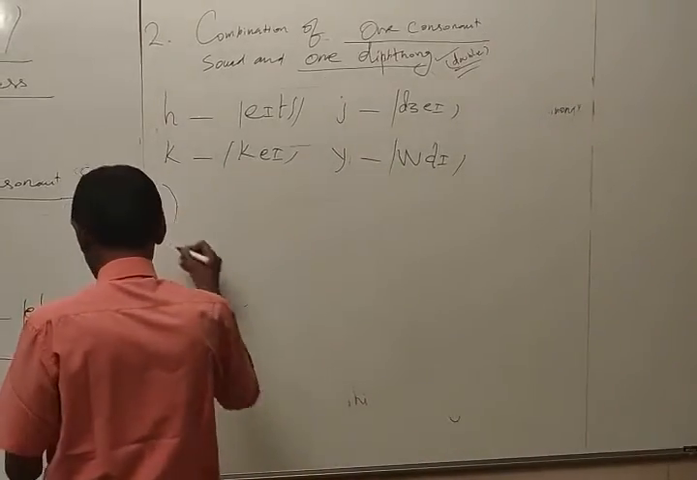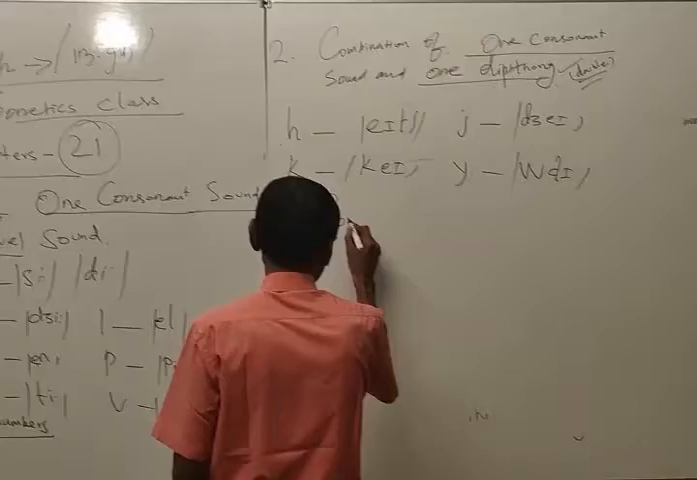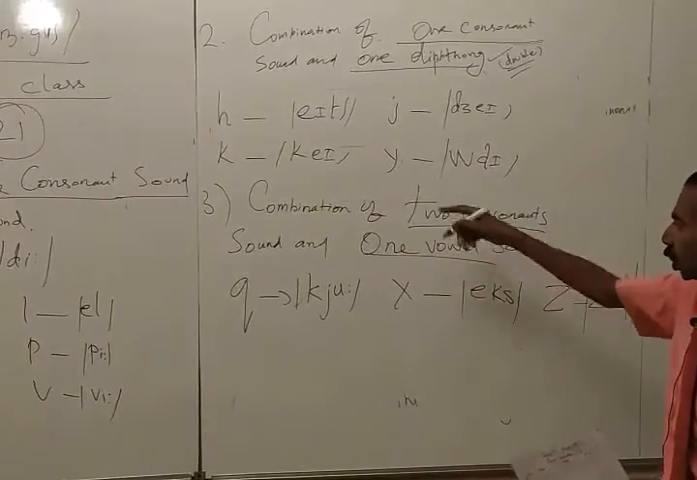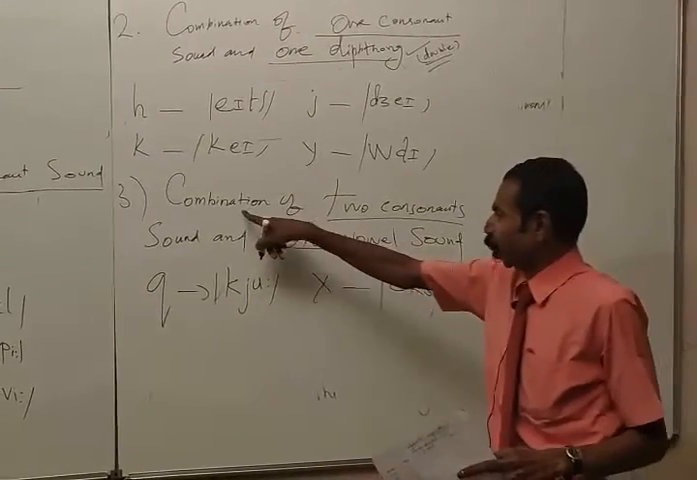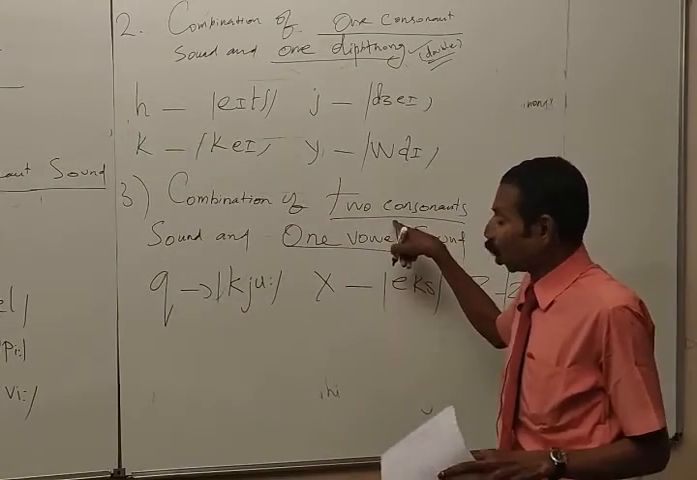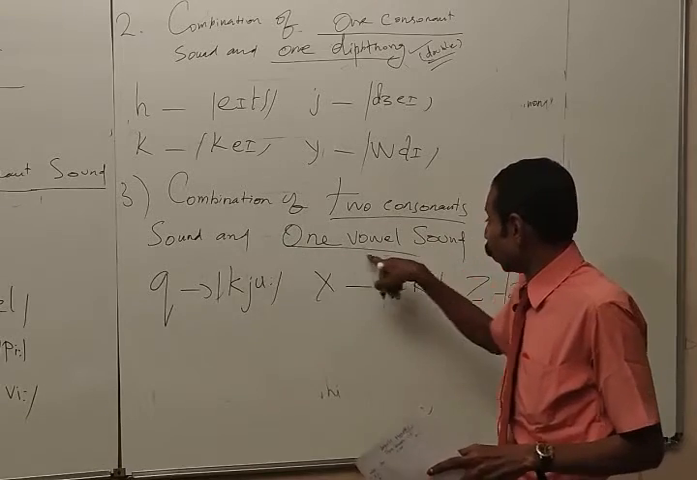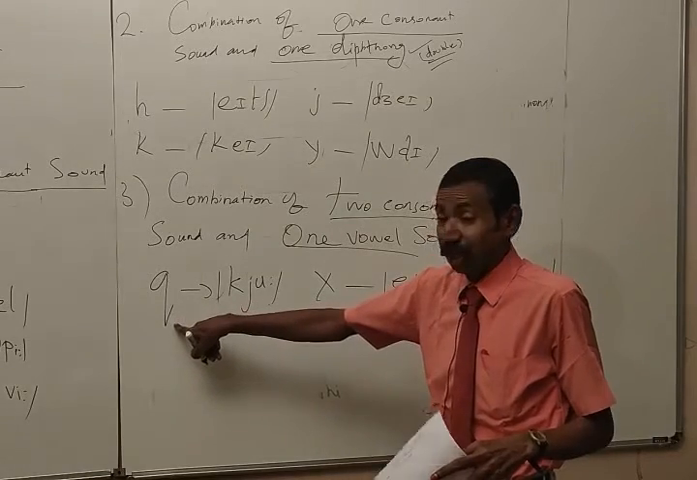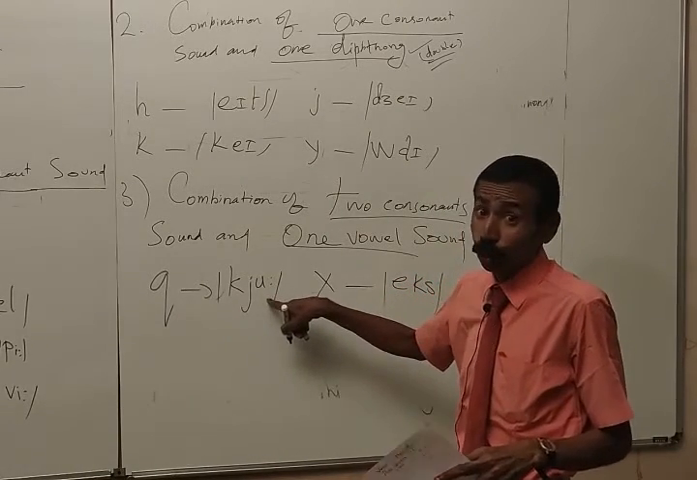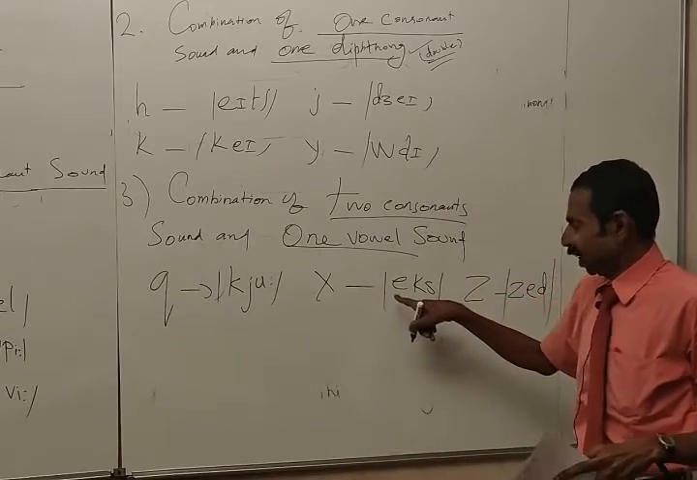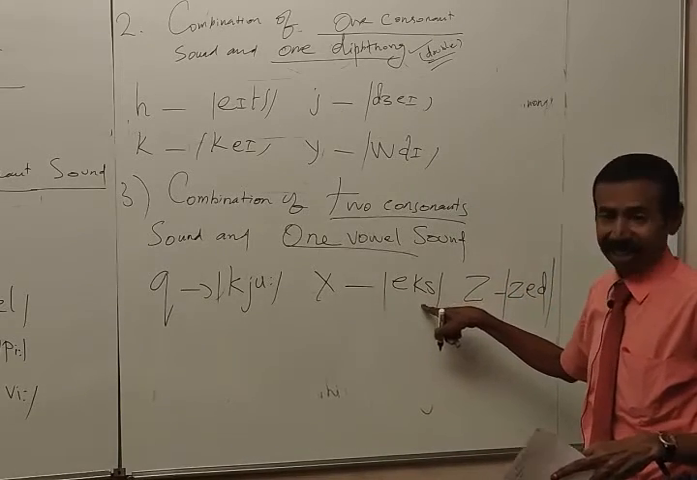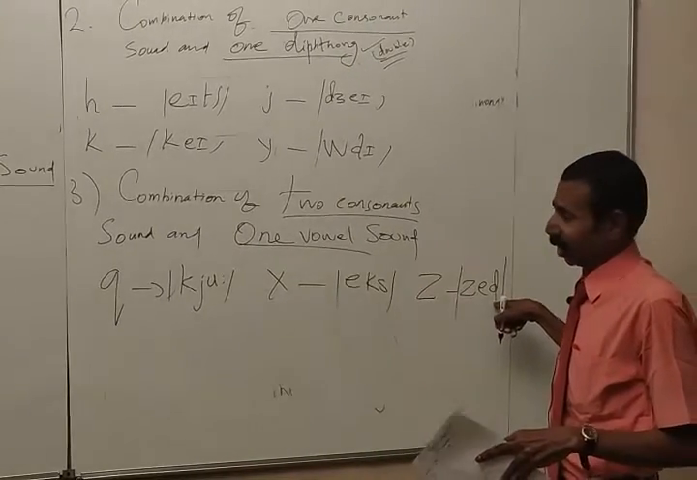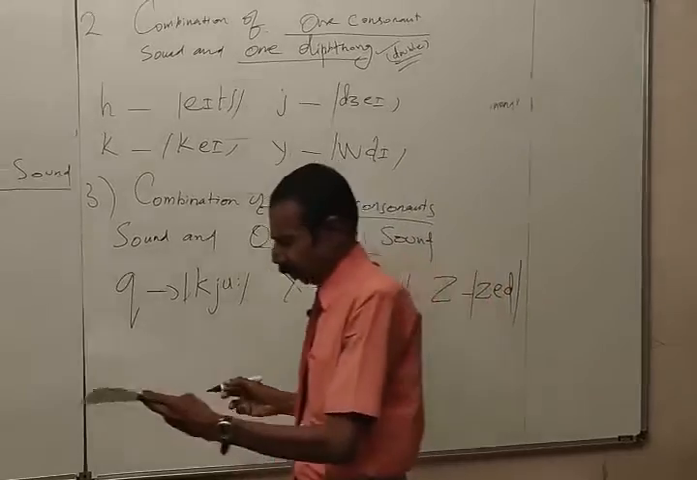Now we are moving to the third division. According to the third division, here we have the combination of 2 consonant sounds and 1 vowel sound. The letters given are Q, X, Z. So these are the third division.